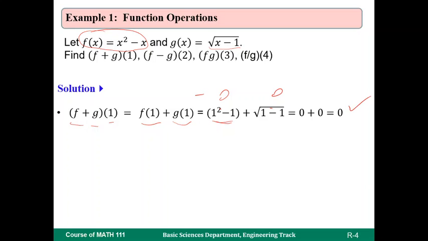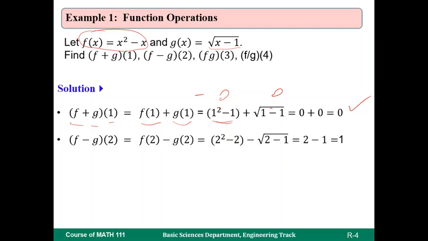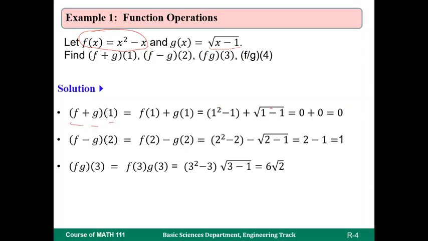Now when we do the other one, f minus g of 2, we put f of 2 and then g of 2, which makes 2 squared minus 2, and this will make 2 minus 1. So g of 2 makes 1 here, so it will be 2 minus 1, it will be 1. So f times g of 3, you just evaluate the function f at 3 and g at 3, and then you multiply them.